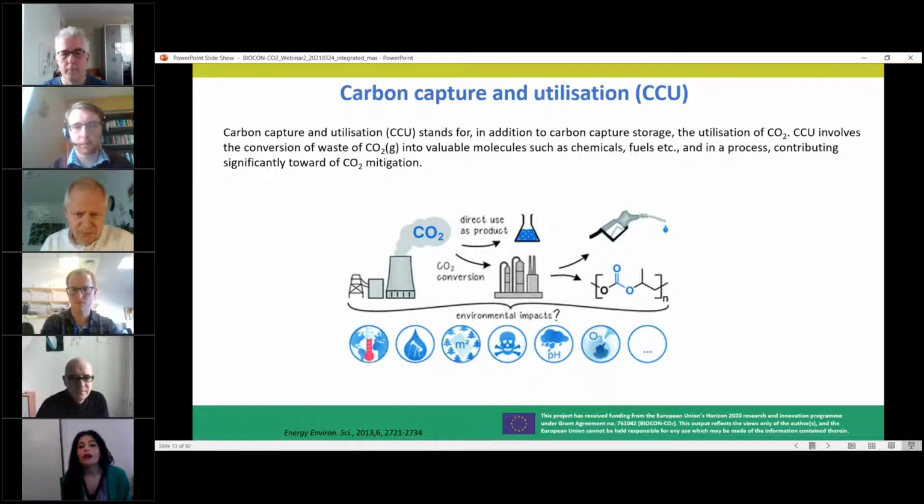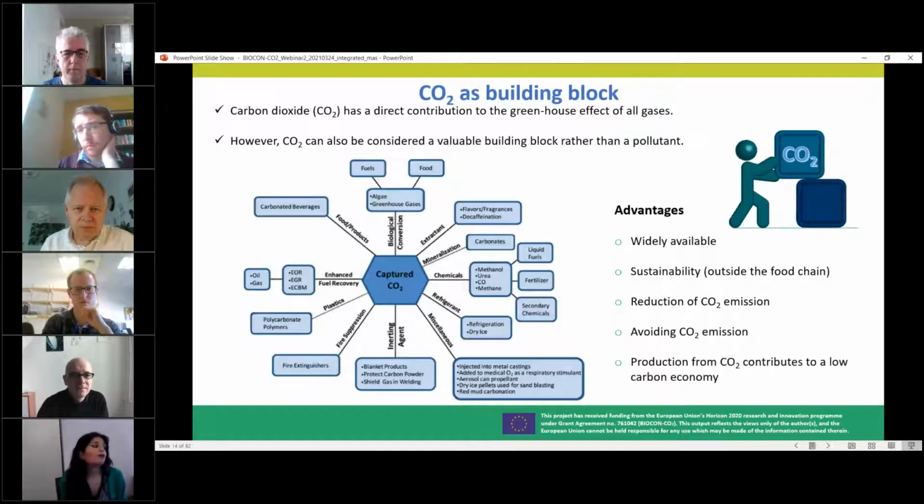It's the concept of utilizing, not just capturing, but utilizing CO2 and converting it directly into valuable molecules, contributing, of course, significantly to CO2 mitigation. Next, please. This does require a mindset switch, so not thinking of CO2 as a pollutant anymore, but actually as a valuable feedstock that has several advantages.